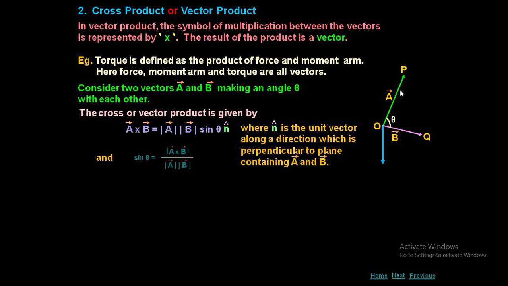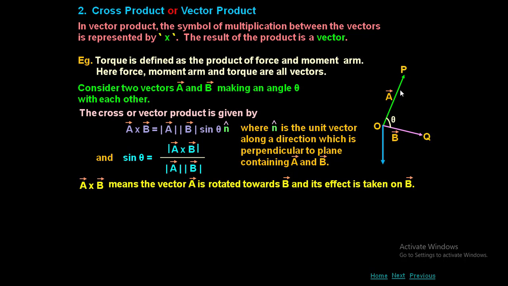And sine theta is equal to modulus of A bar cross B bar by modulus of A bar into modulus of B bar. A bar cross B bar means the vector A bar is rotated towards B bar and its effect is taken on B bar. Like this you can see. Now if you keep your four fingers on the first vector, that is A bar, and curl the fingers towards the B bar, which direction is the thumb going to represent? The thumb direction will represent the direction of the resultant vector.